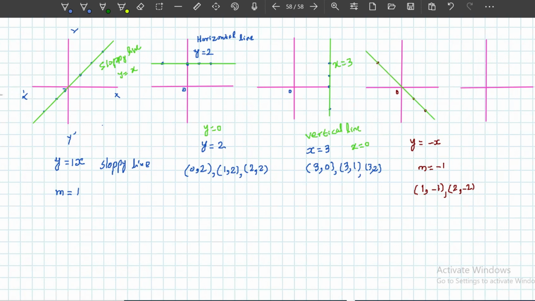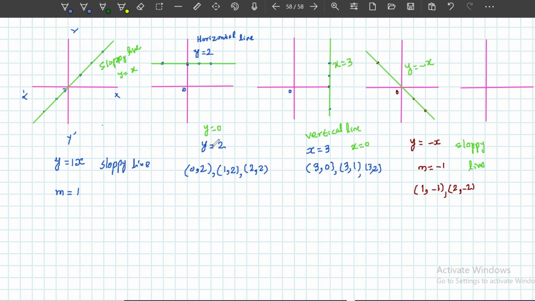So we can say that this is also a slopy line. In this case, our gradient is negative, and the equation of the line is y = -x. I hope the concept is clear. When the gradient is positive, the line will go from left to right up. When the gradient is negative, the line will move from left to right down.